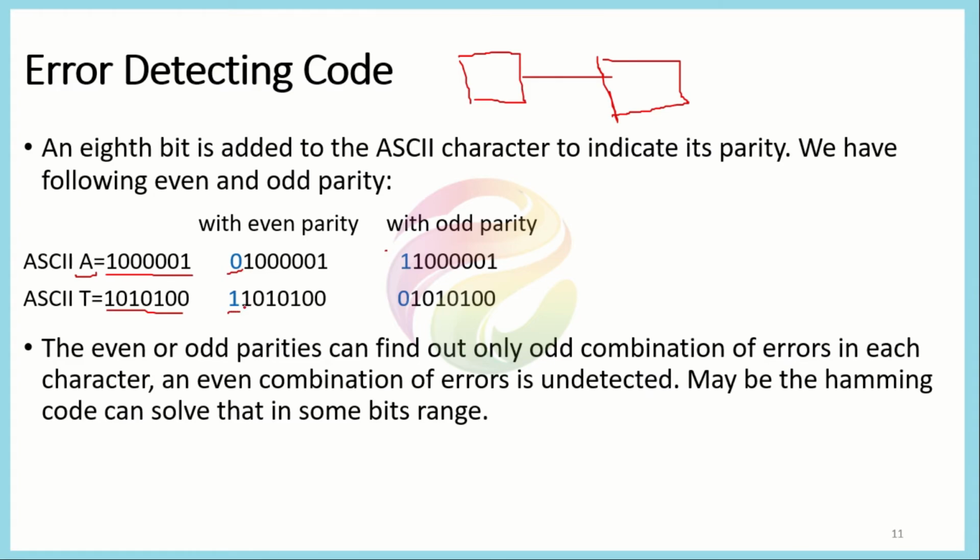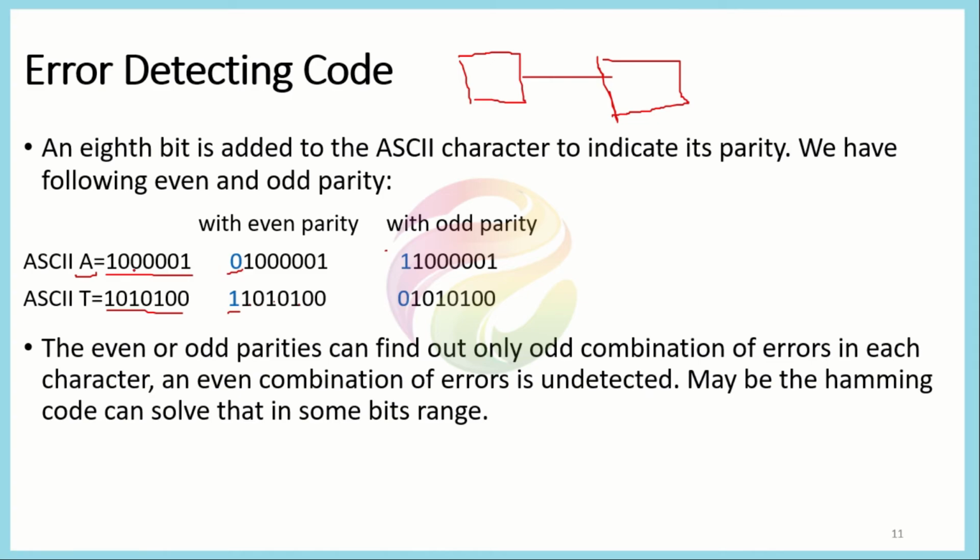We counted that there are 3 ones here, 1, 2, 3. So for the even parity, we have to make the whole combination's number of ones equal to even. So we set this parity value to 1. Now the total number of ones in this whole combination will be even, like this: 1, 2, 3, 4. So this will represent an even parity.